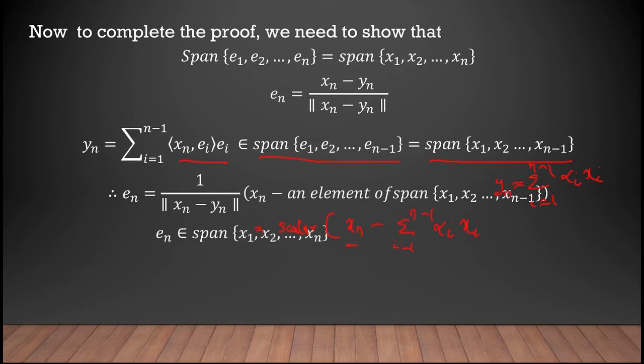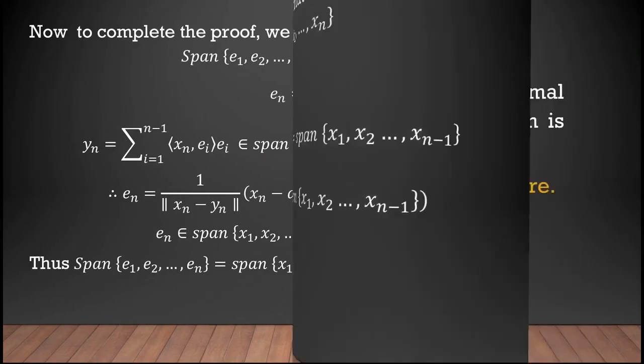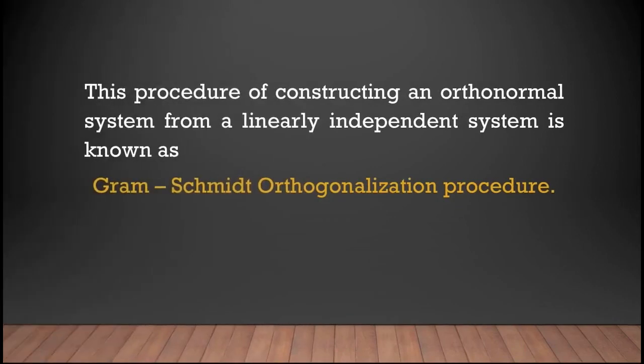So we have x1, x2, etc. xn minus 1 and xn here. So this en will be an element of the span of x1, x2, etc. xn. Okay, already by our assumption the span of e1, e2, etc. en minus 1 is the same as the span of x1, x2, etc. xn minus 1. And now we have en is an element of the span of x1, x2, etc. xn. So it is clear that the span of e1, e2, etc. en is the same as the span of x1, x2, etc. xn. So hence our theorem is true.